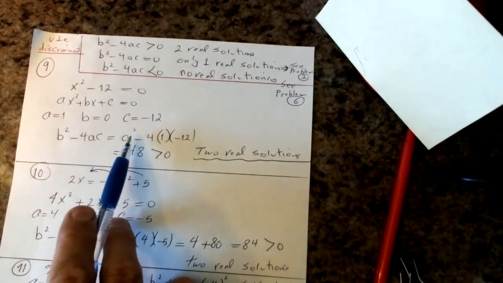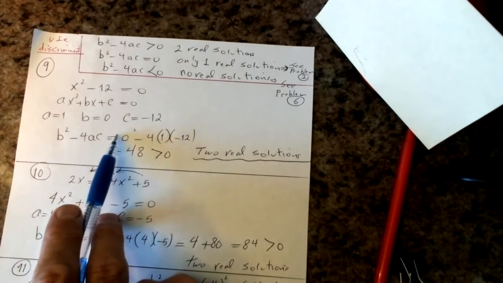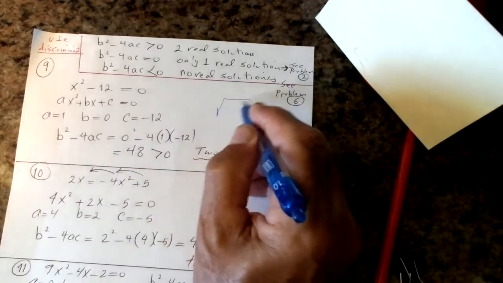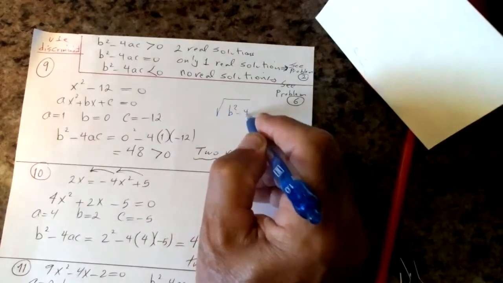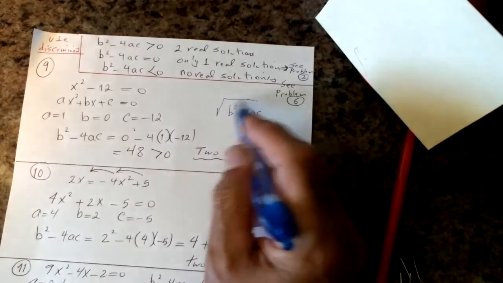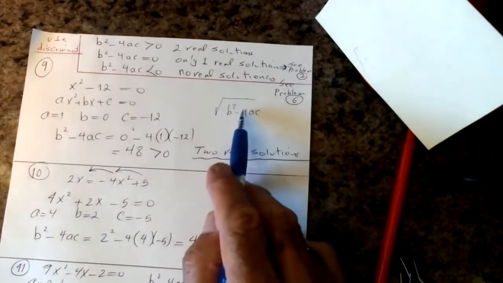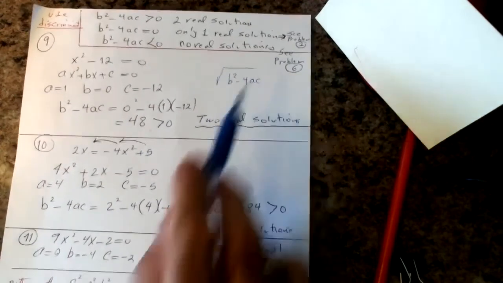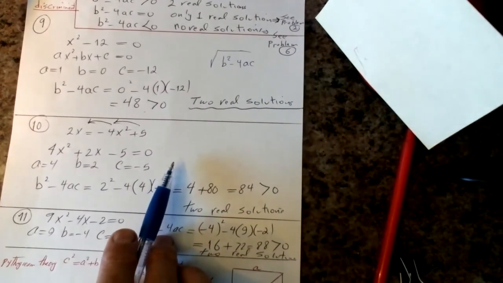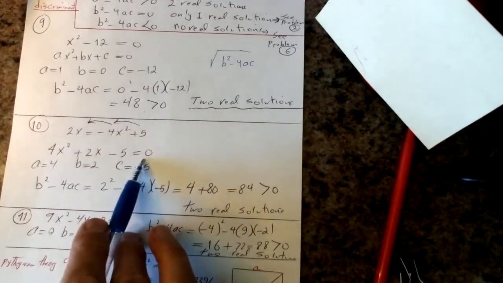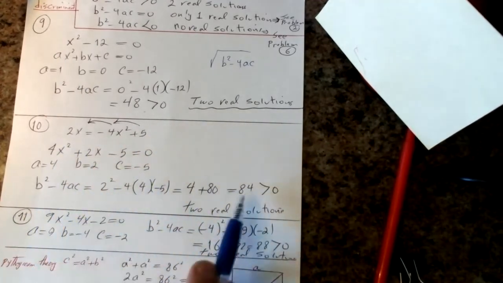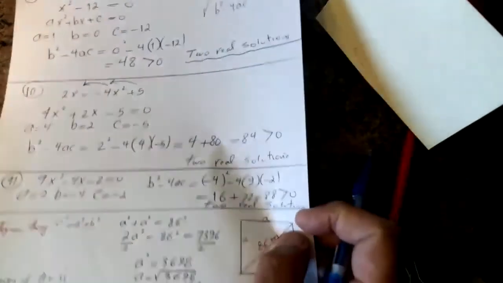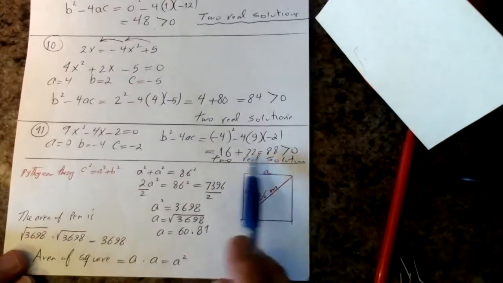Here, they don't ask you to solve it. They just want you to find b squared minus 4ac, because under the radical there is b squared minus 4ac, right? They just want you to find out if this is positive or not. Yes, b squared minus 4ac is 48, which is positive, so you always end up with two answers. Here in this one, first I'll bring everything to one side, and then b squared minus 4ac is positive. Yes, two answers. Same thing here.